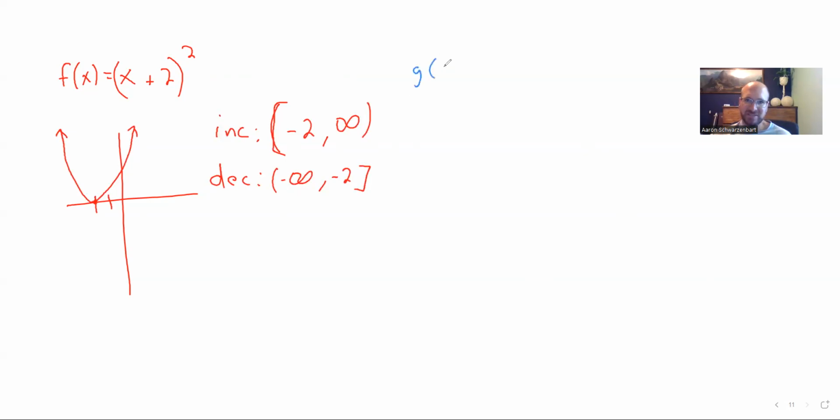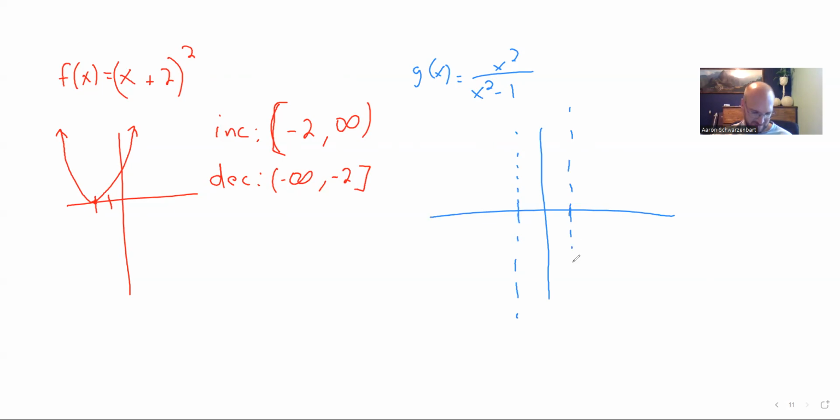Graph 2, g of x, a little more complicated one. This is a rational function. It's got asymptotes where my denominator is 0. So that's both 1 and -1. Looks like it has a horizontal asymptote at 1 as well. So those dashed lines don't show up on your graph.